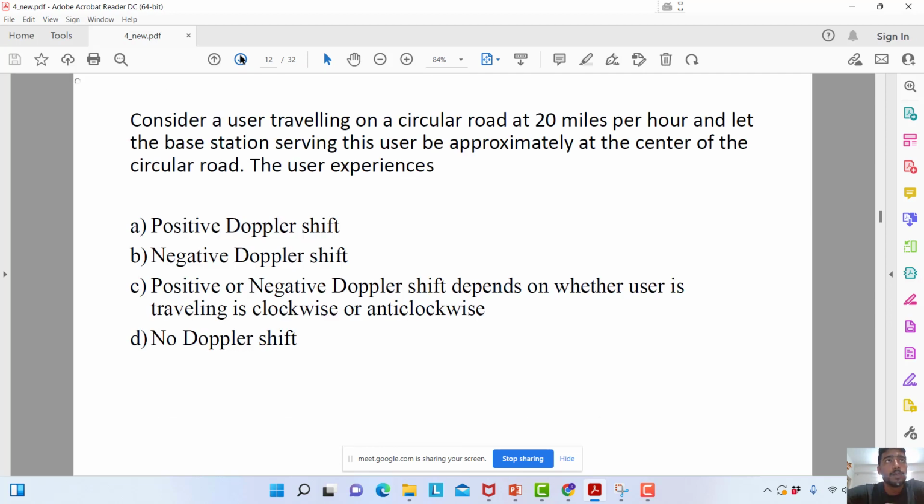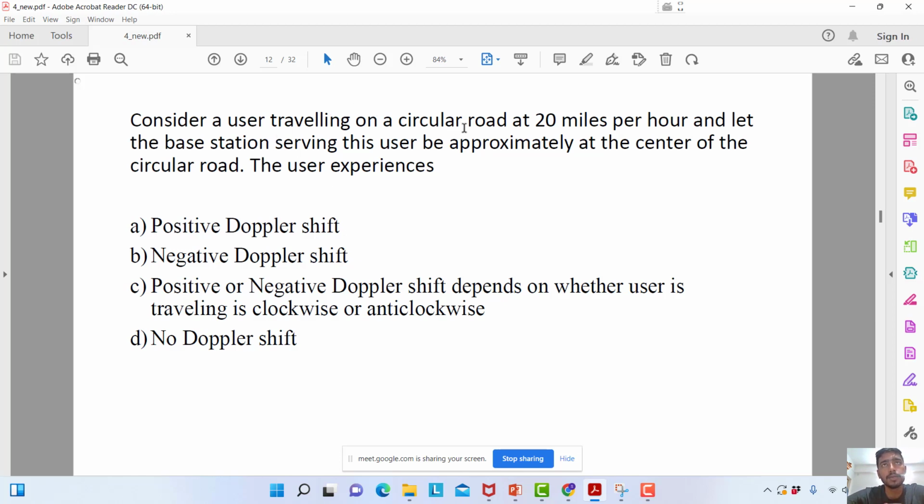Next question is on display. Please read. Consider a user traveling on a circular road at 20 miles per hour. Let the base station serving this user be approximately at the center of the circular road. The user experiences: similarly, this question is related to the previous question. We have to tell about the Doppler shift. The options are positive Doppler shift, negative Doppler shift, positive or negative depending on whether the user is traveling clockwise or anti-clockwise, or no Doppler shift. Just apply the formula or the reasoning, and answer this question.